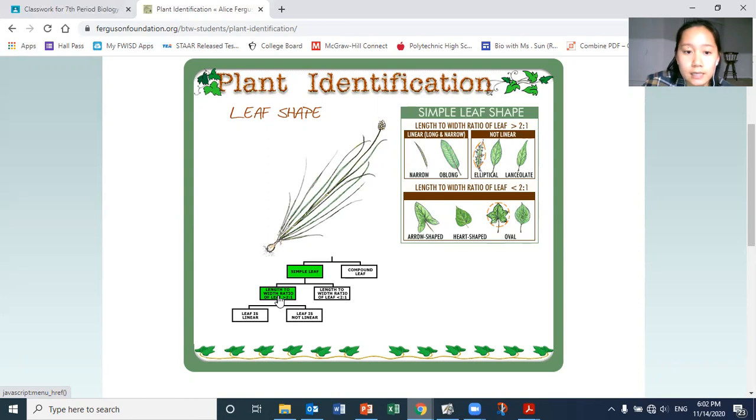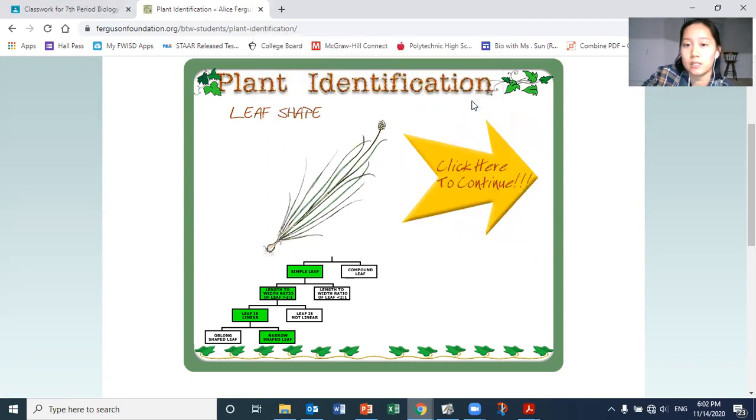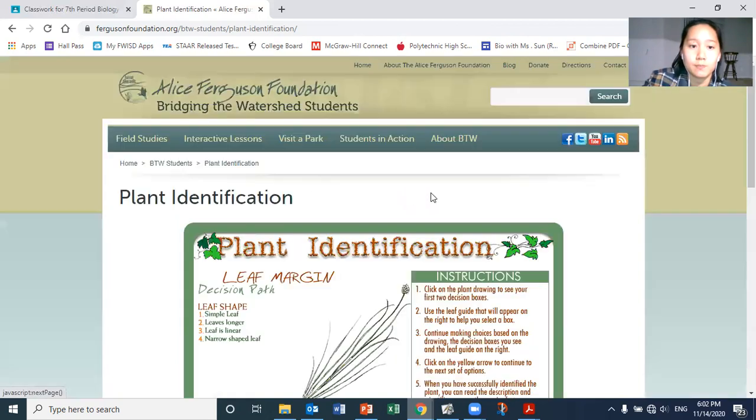And is the leaf linear or is it not linear? It looks pretty linear to me, right? It's based on this picture up here where it says narrow and oblong. It looks pretty linear, so I click on that. And is it narrow or is it oblong specifically? It's not an oval. They look like little strands, almost like hair. So it'd be a narrow shaped leaf. And it says you have selected it correctly. So we're going to continue by clicking the yellow arrow.